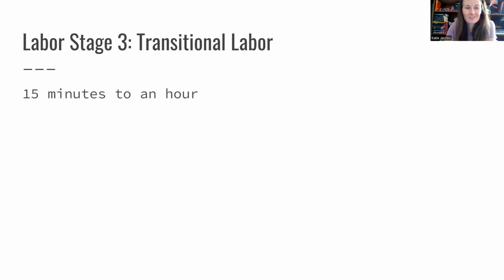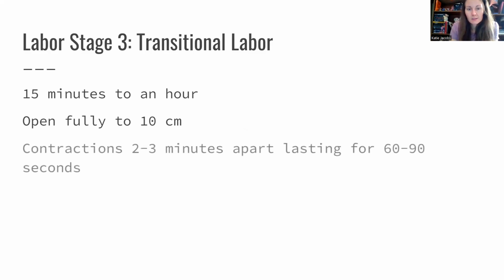Labor stage 3, transitional labor. This is where it gets kind of rough. This lasts 15 minutes to an hour. These contractions are fierce, okay? And this is when people open fully up to 10 centimeters. When this happens, you have the sudden urge, like you have to go to the bathroom or bear down or push. It's just inside you, like primal. And so these contractions are about 2 to 3 minutes apart, last for 60 to 90 seconds. They are not fun. They're not fun at all.